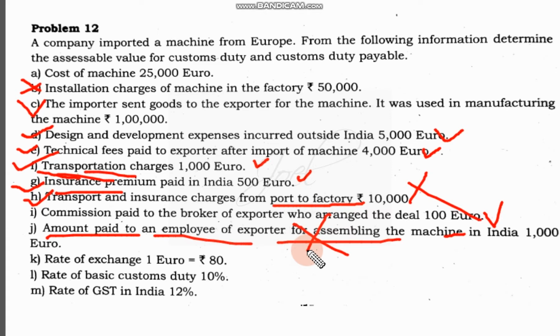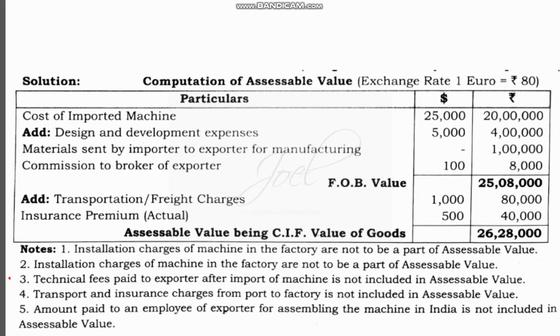Then the rate of exchange is given. Only one rate is there. €1 is equal to 80 rupees. That's it. This is the solution for the problem.